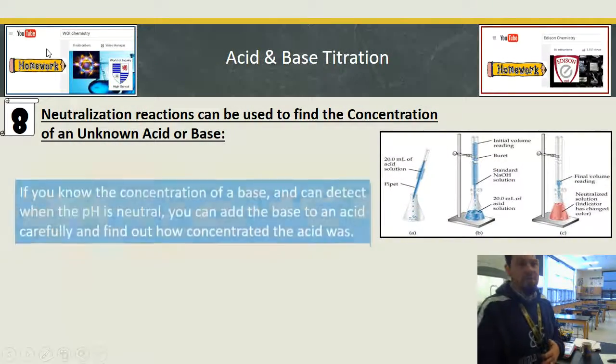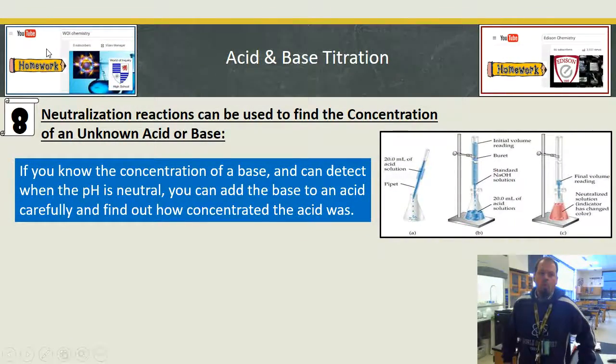Okay, so first things first. What this titration thing really is. If I know the concentration of a base and can detect when the pH is neutral, that is using the indicator phenolphthalein, you can add the base to an acid carefully and find out how concentrated the acid was. It takes a little bit of measuring, and when I'm done with the measuring, I will be able to run it through a calculation.